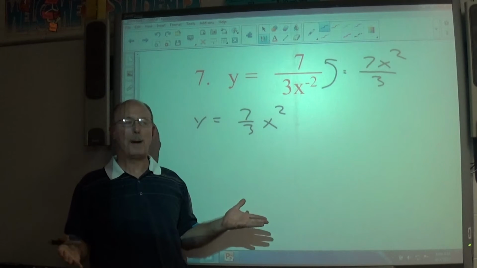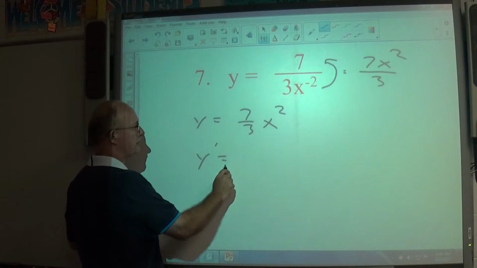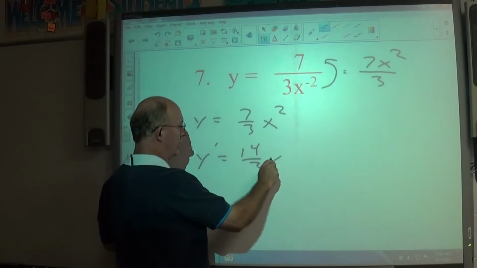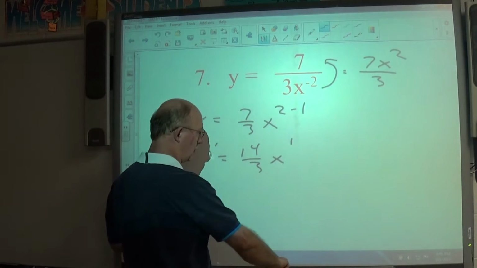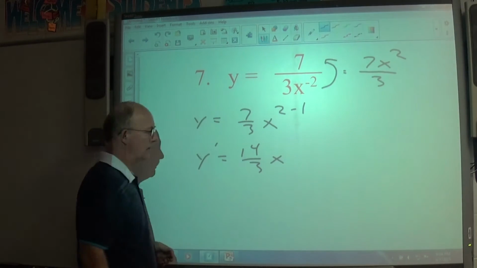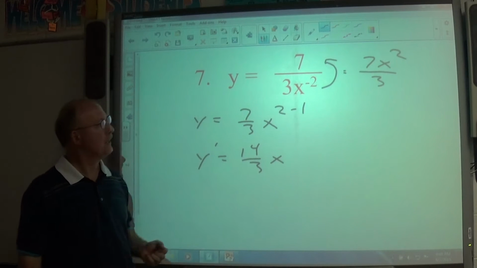Now, let's use the general power rule. 2 times 7/3, as we get our derivative, gives us 14 over 3 x to the, now subtract 1 from your exponent, gives you x to the 1st power, or just 14/3 x. And there you got it. So very quickly, you can get your derivative.